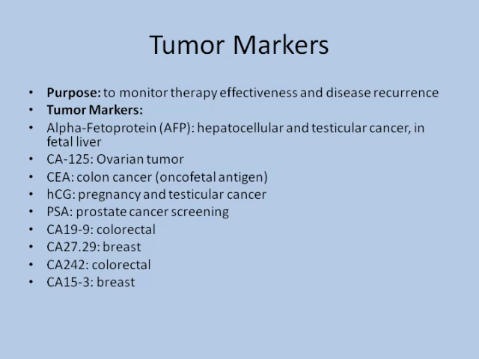Tumor markers. It's important to make note of the fact that tumor markers are there to monitor therapy and disease recurrence, not to diagnose the patient as having a disease. The tumor markers of importance include alpha-fetoprotein, which is found in hepatocellular cancer and testicular cancer, and also just found in the fetal liver.